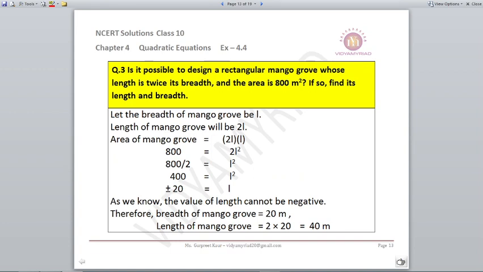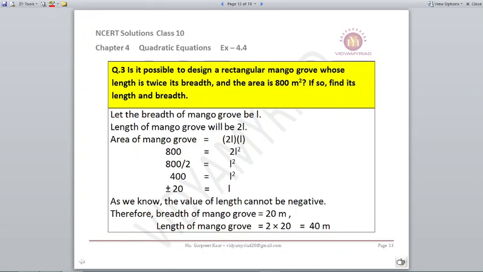Is it possible to design a rectangular mango grove whose length is twice its breadth and the area is 800 meters square? If so, find its length and breadth. So let us assume the breadth of the mango grove be L and the length of the mango grove will be 2L. What is the area of a rectangular field? Length into breadth. That means 2L into L, which is given as 800.